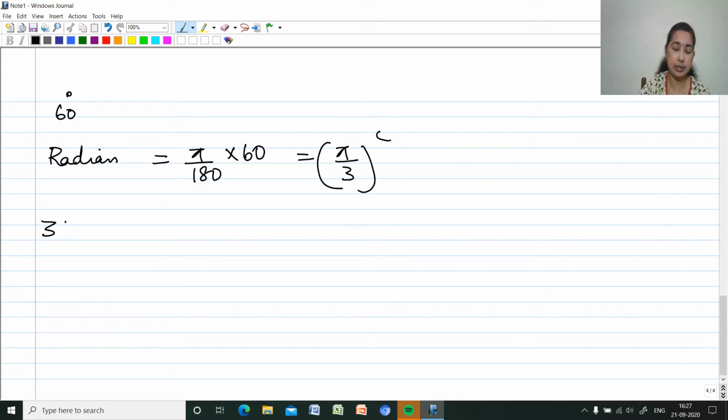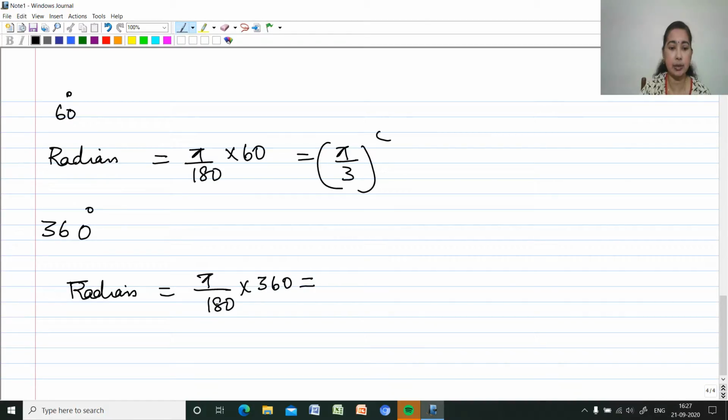What about 360 degree? The radian measure is equal to pi by 180 into 360, that is 180 here 2 times, so 2 pi radians. So one complete revolution is 2 pi radians. What will be for 180 degree? 180 degree will be the same as pi radians. So 180 is pi radians, 360 is 2 pi radians.